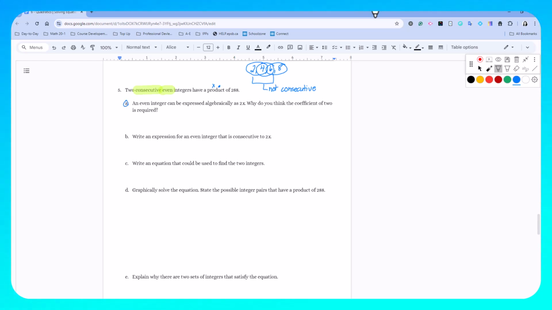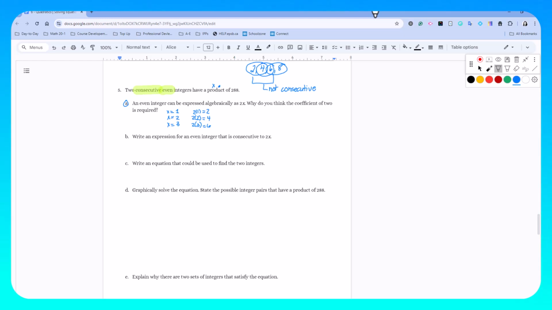Now, the first question says, an even integer can be expressed algebraically as 2x. That makes sense because if x equals 1, the first integer, which is even, is 2 times 1, which is 2. If x equaled 2, the next integer is 2 times 2, which equals 4. And so forth and so on.